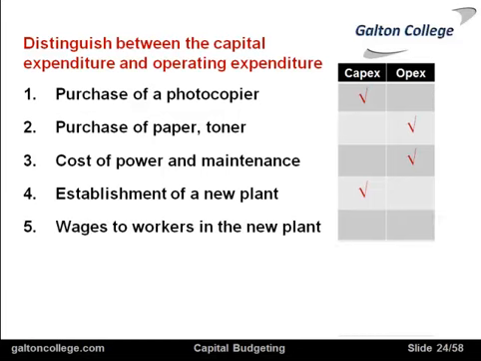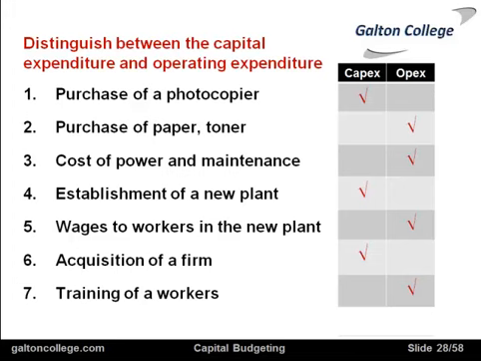The wages to the workers in the new plant, well, those are operational because workers come and go, and it may be possible to even substitute capital for labour in some respects. So workers are operational. It's an operational cost. The acquisition of a firm, well, you've probably guessed it by now, but that is capital expenditure because it's long term. It's a big decision that has ramifications into the future. Training of workers, well, that's operational.